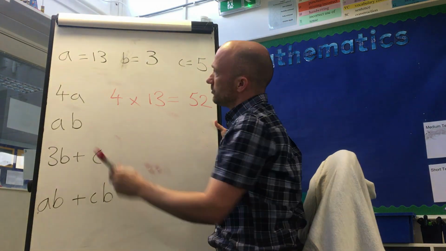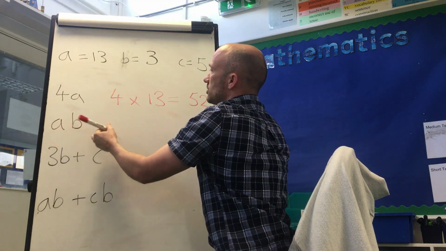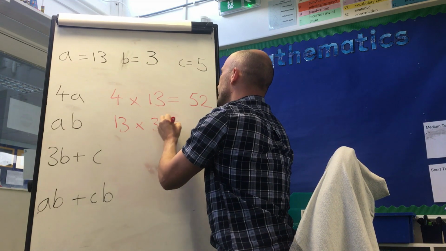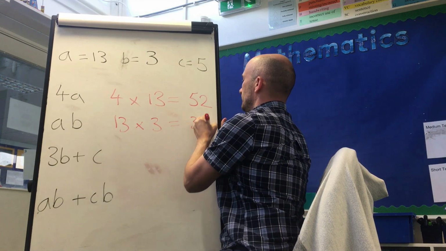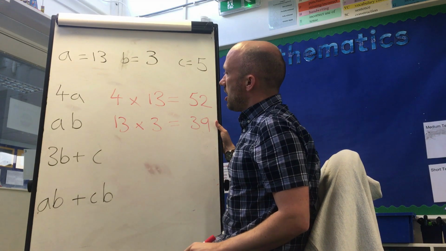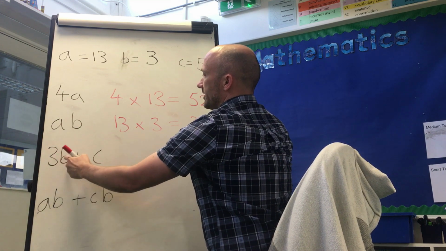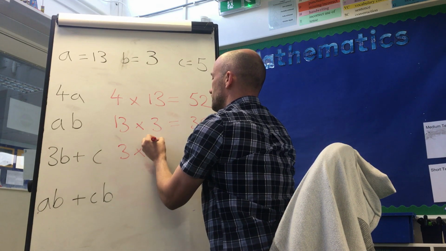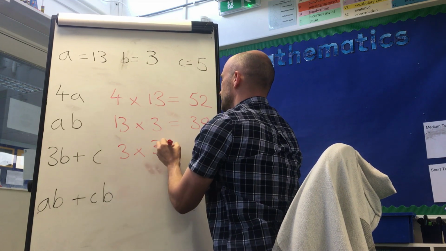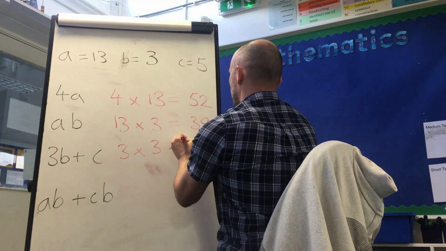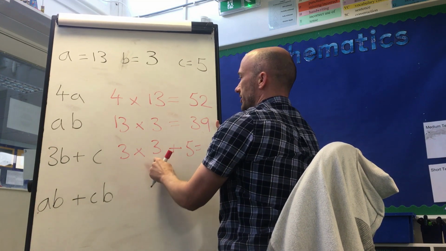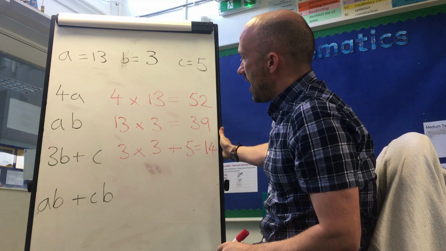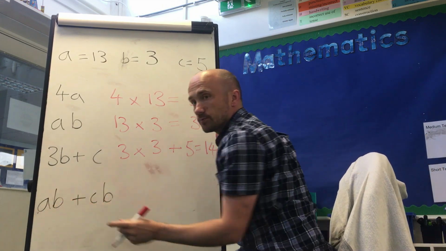Our next question was ab. So a multiplied by b, so that is 13 times 3, which equals 39. Our third question said 3b, so it's 3 multiplied by b, which is also 3, and then it adds c, which is the value of 5. So 3 times 3 is 9, add 5 is 14.